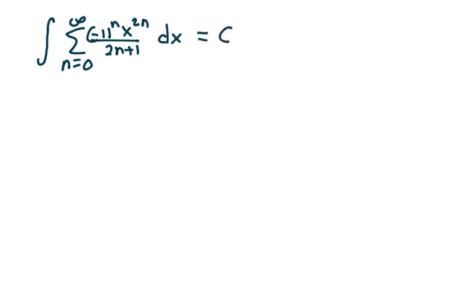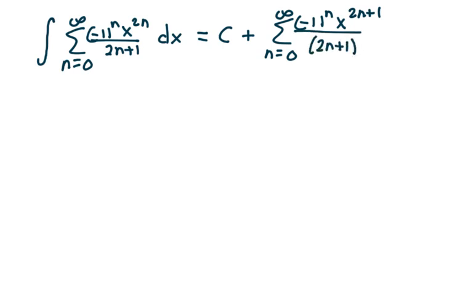And so when we're done, we get c plus, c is my constant of integration, and it's the summation from n equals 0 to infinity of negative 1 to the n x to the 2n plus 1 divided by 2n plus 1 raised to the second. And that'll do it for this video. And in this video, we looked at problems 4, 5, 6, 8, and 9.